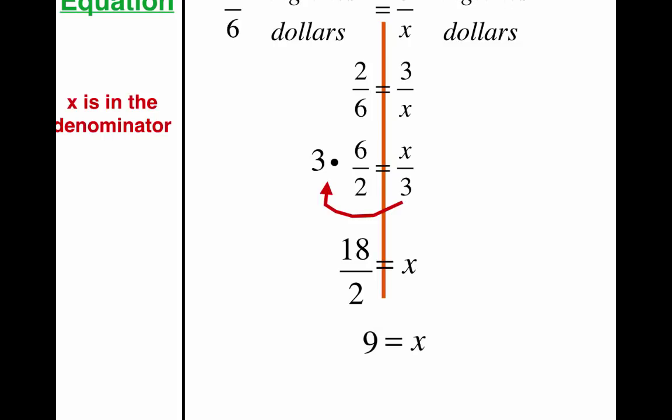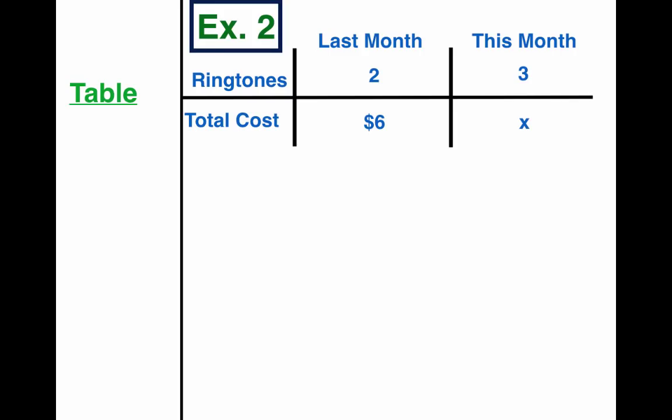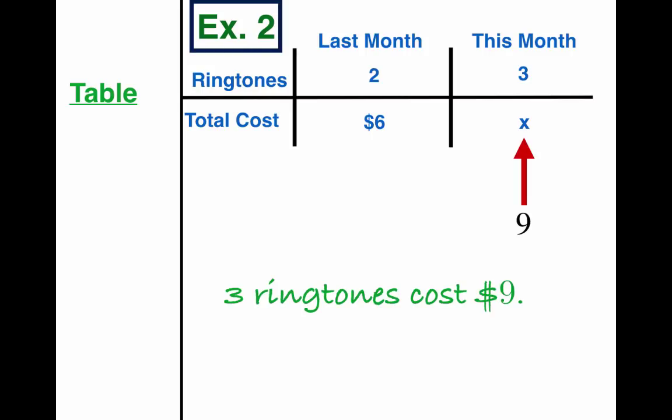So we got our solution, X equals 9, but what does that mean? That means back in our table, where X was, we spent $9 to get those 3 ringtones. So I'm going to write that down. 3 ringtones cost $9, and there is our final solution. All right, can you imagine paying for ringtones? Nobody barely has to do that anymore.